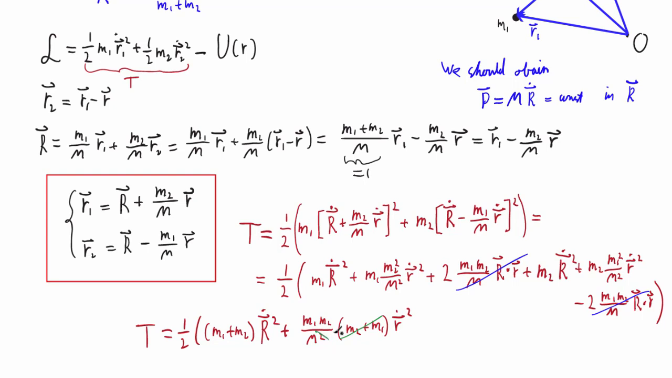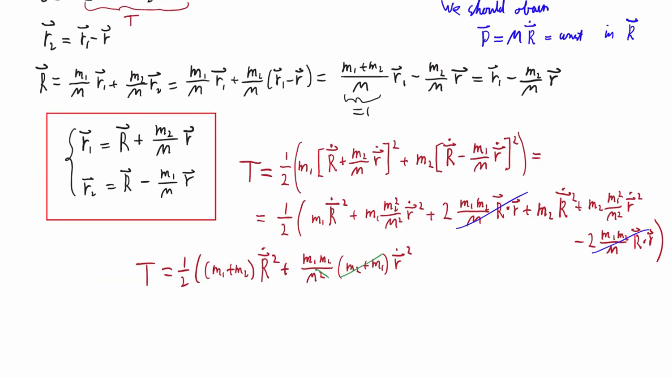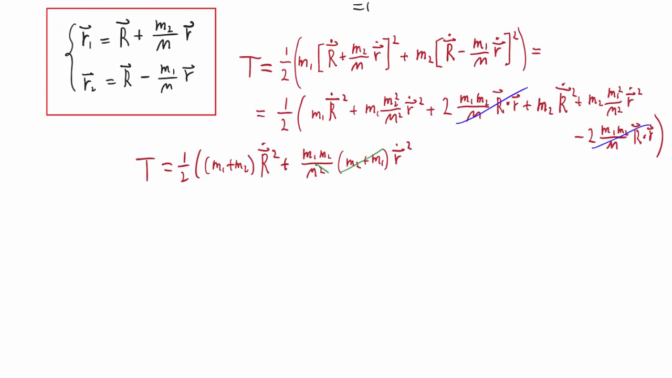This is equal to m, so it cancels one of those m's. The final result then is that the kinetic energy, where mu is m1 times m2 divided by m1 plus m2. This is known as the reduced mass.